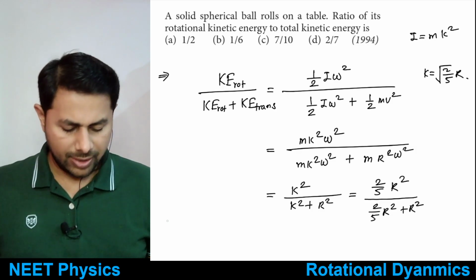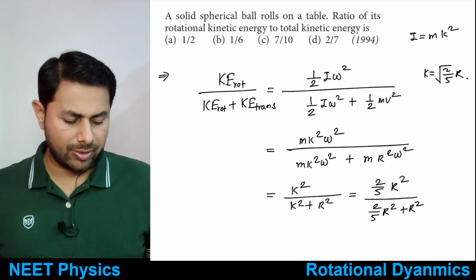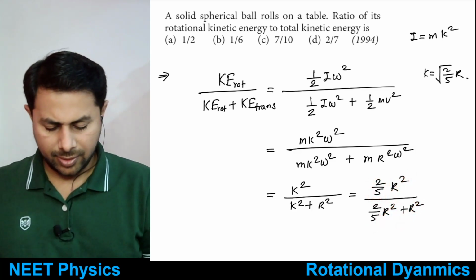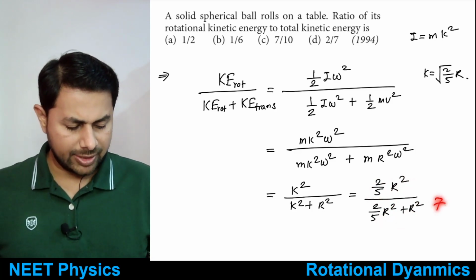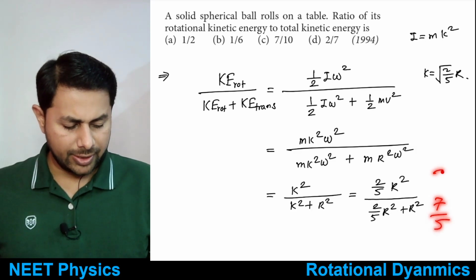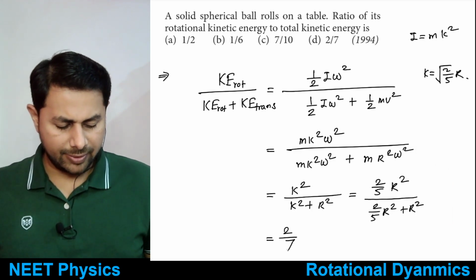You can cancel out r square everywhere. So this is 2 by 5 divided by 2 by 5 plus 1, right? So you can cancel out 5 everywhere. So the denominator will be 7 by 5, and the numerator will be 2 by 5, 5 cancelled. So it is 2 by 7. So the answer is 2 by 7.